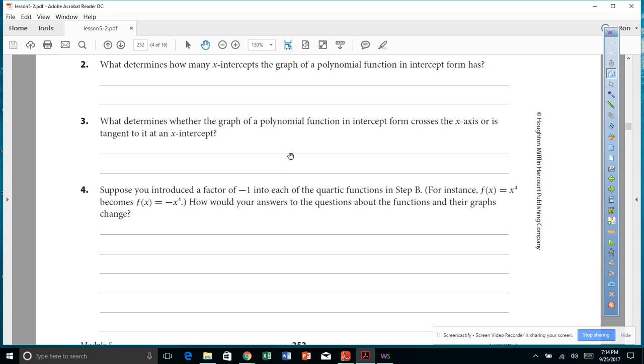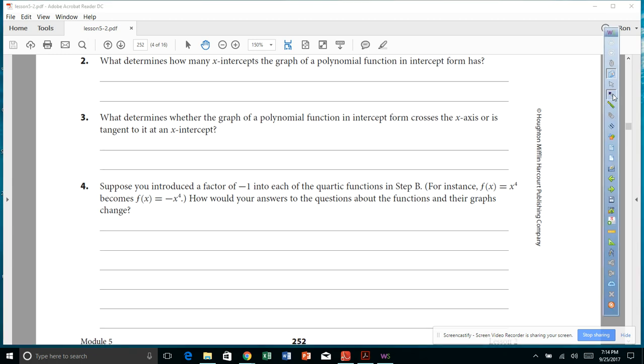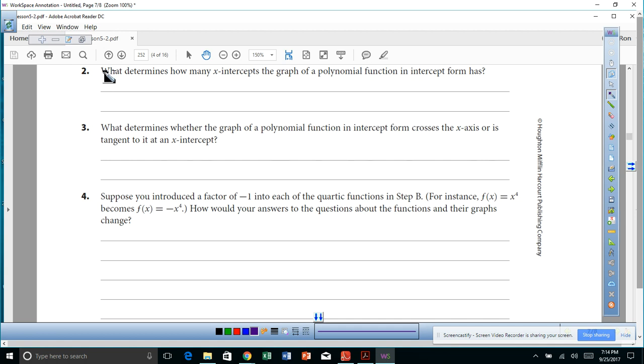What determines how many x-intercepts the graph of a polynomial function in intercept form has? That we can answer pretty easily. Each distinct factor produces one x-intercept.